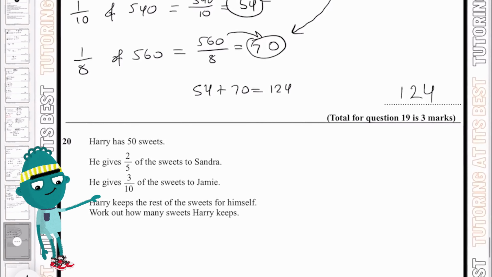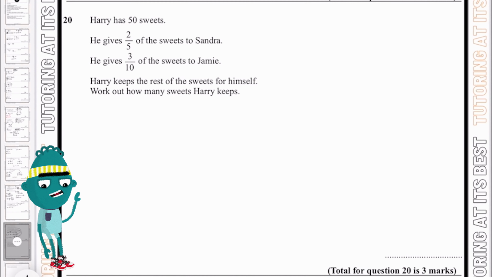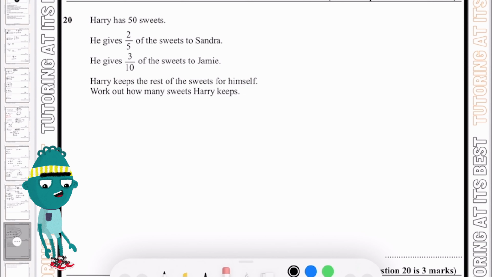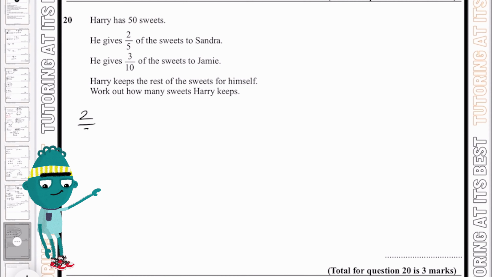Okay, let's move over to question 20. So Harry has 50 sweets, and he gives 2/5 of the sweets to Sandra, and he gives 3/5 of the sweets to Jamie. And then Harry keeps the rest of the sweets for himself. So we need to work out how many sweets Harry has. Let's now work out 2/5 of 50. So once again, we'll have 50 divided by 5, which gives us 10. And then times that by 2, which is our numerator.